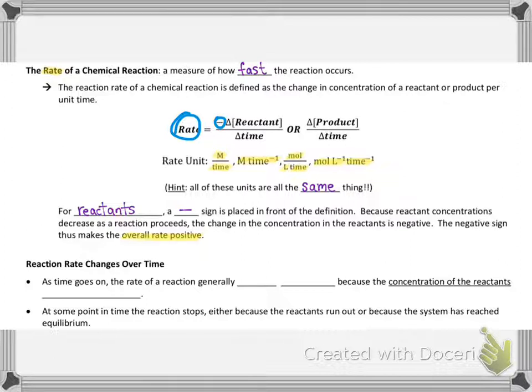Now, it is important to recognize that as time goes on, the rate of a reaction is just generally going to slow down because you're using up the reactants. Or more officially, the concentration of the reactants decreases. Now, at some point, the reaction is going to stop. This could be because you've reached equilibrium, or this could be because you ran out of reactants. Eventually, every reaction is going to stop someday.